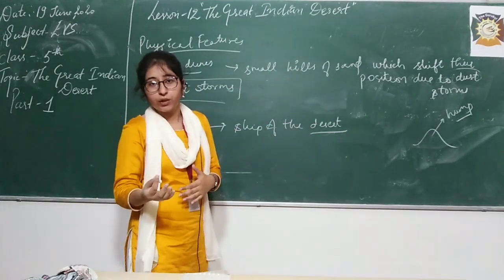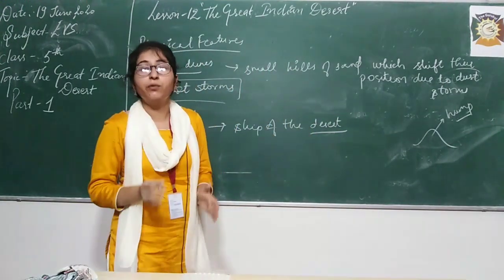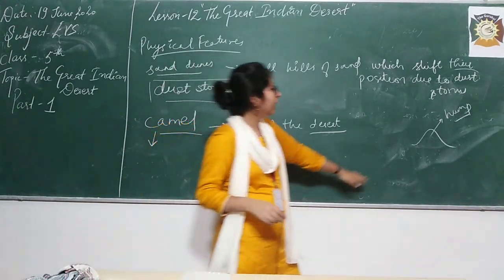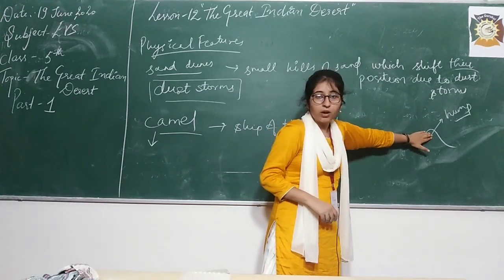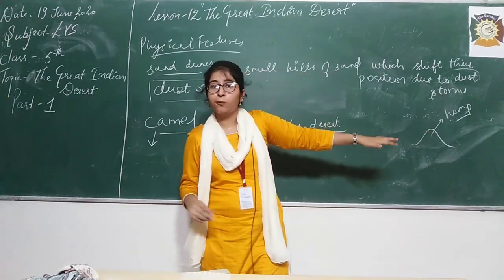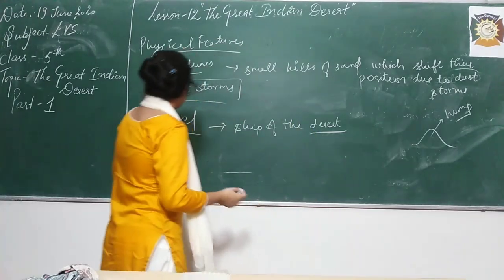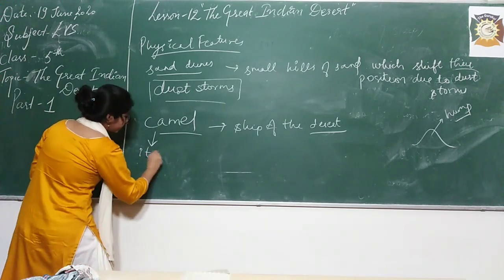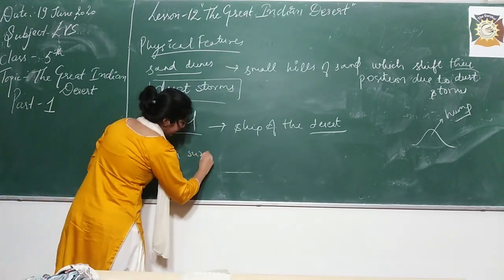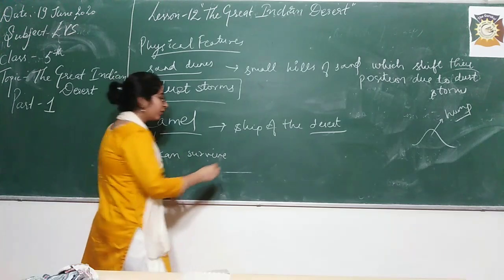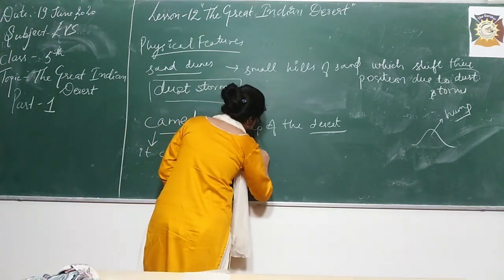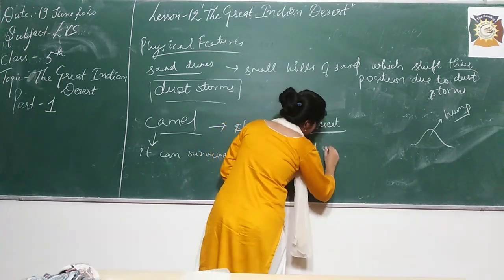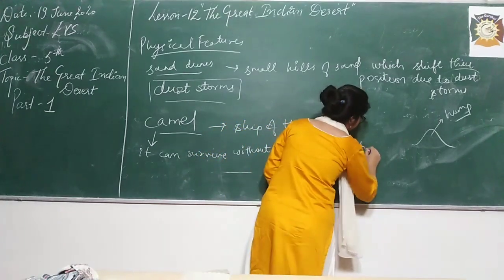Like when people are traveling for many days, camels can survive without food and without water. So whenever they need energy, they take this reserve food from the hump, right? They take this reserve food and get energy from it. So what is the special feature of the camel? It can survive without food and water for many days, right?